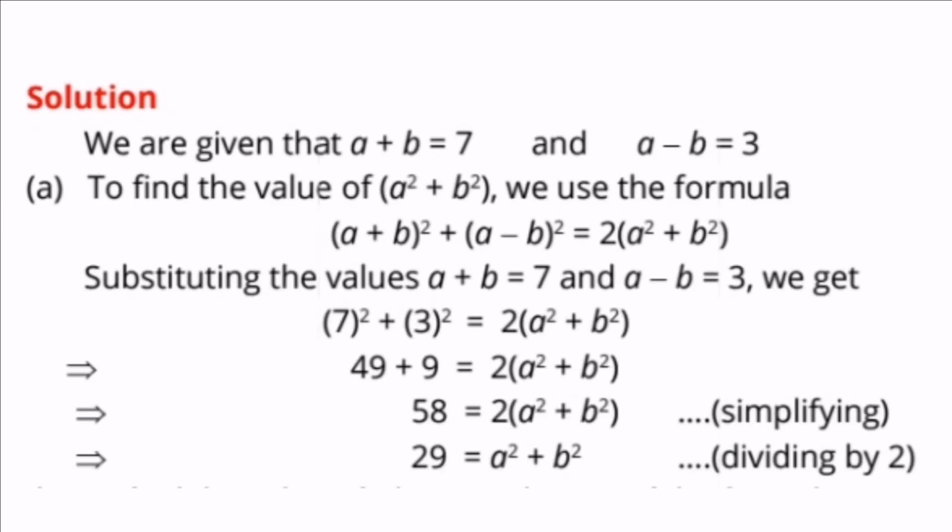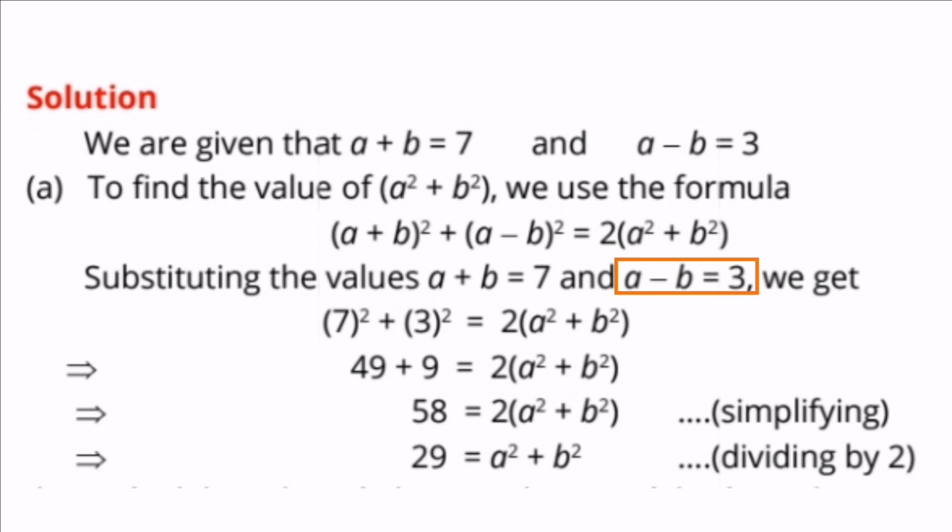So given that a plus b is equal to 7 and a minus b is equal to 3, now we have to find the value of a square plus b square. We use the formula a plus b whole square plus a minus b whole square is equal to 2 times a square plus b square. Now substitute the value of a plus b is equal to 7 and a minus b is equal to 3.